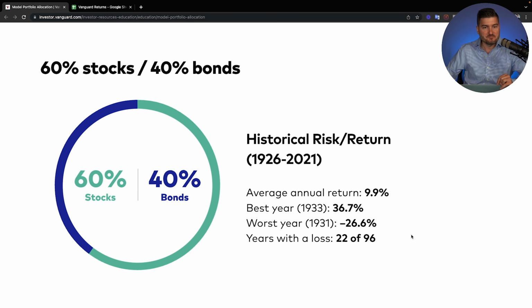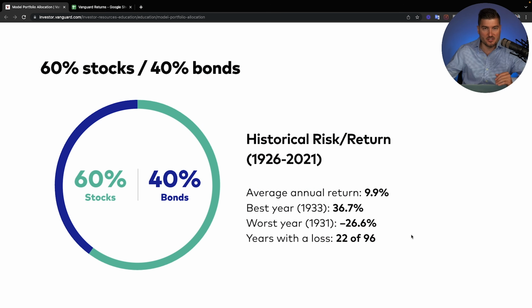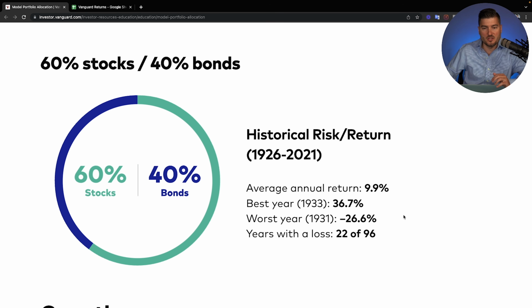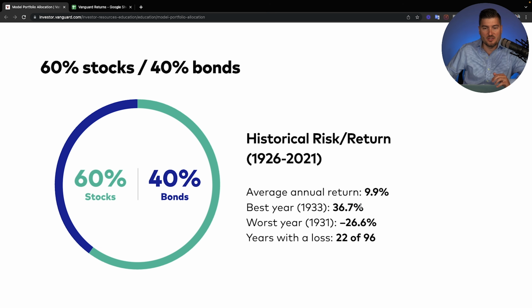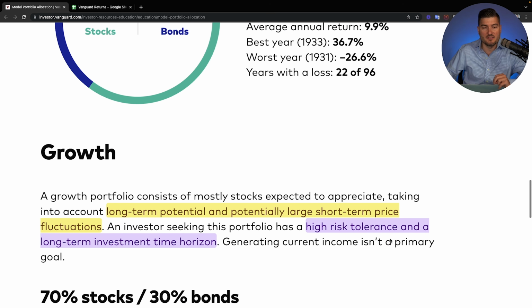Now, here's the golden ticket, the one that I just talked about, the 60-40 portfolio, which has absolutely gotten crushed in 2022, by the way. 2022 is one of the worst years in history for the 60-40 portfolio, and that's why we're going through these exercises and going through these portfolio creation videos that I create. So historical risk and return has been 9.9% average annual return. Its best year was in 1933, which is 36.7%. Its worst year was in 1931. Actually, 2022 is very close to this, but 1931 was negative 26.6, and years with the loss starts to creep up at 22 out of 96.